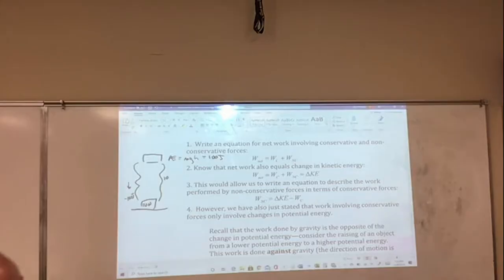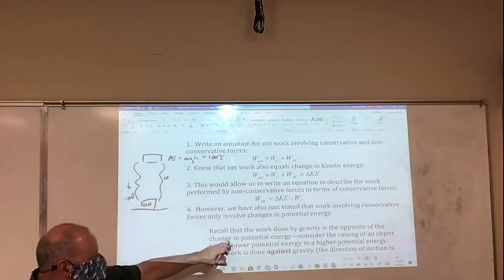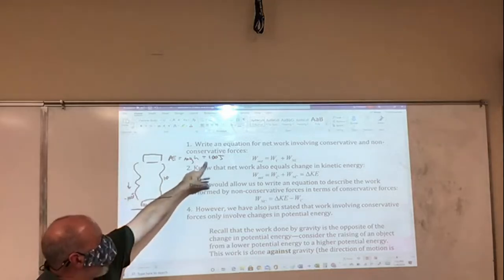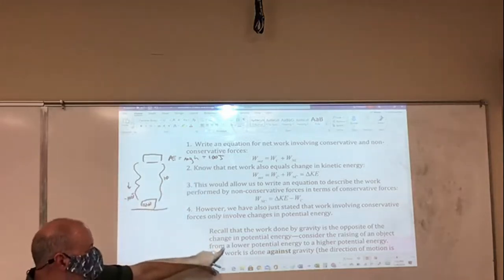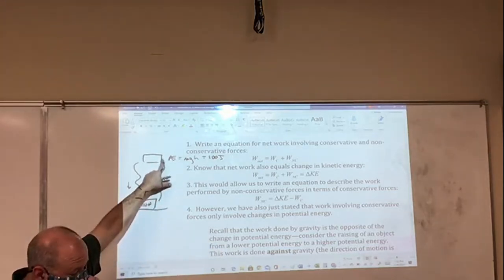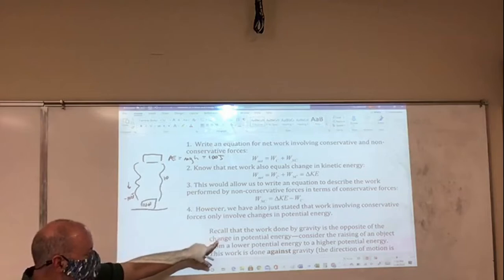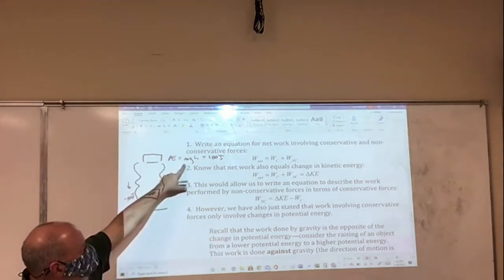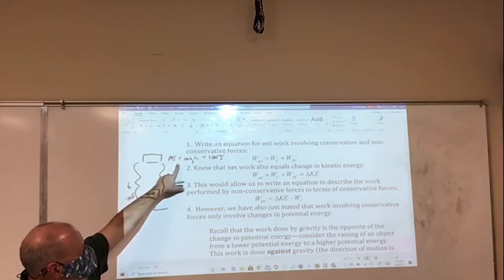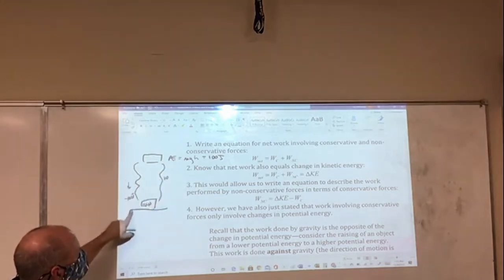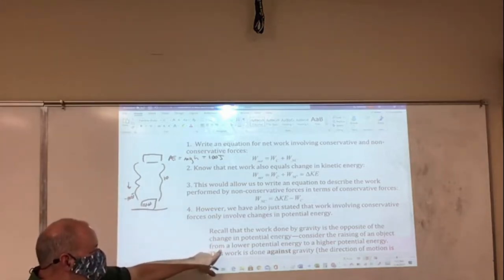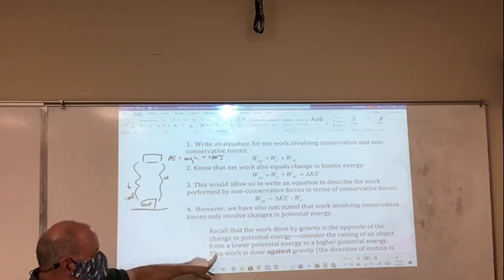So we can say that the work done by gravity is the opposite of the work done by some force that creates a change in potential energy. The work done by gravity is the opposite of the change in potential energy. I changed from 0 to 100 here, so the change in potential energy, delta PE, is 100 joules. Gravity did the opposite of that. And I've said consider the raising of an object from a lower potential to a higher potential.